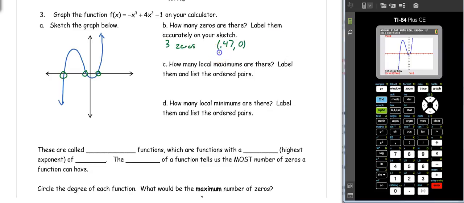And this one is negative 0.54 when I round, comma 0. And then we're going to find one more. So second, trace 5 again. And we need to arrow to the left to get to that furthest one away from us.